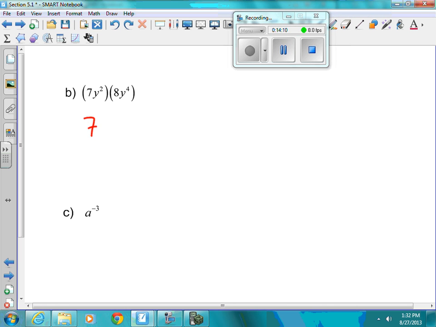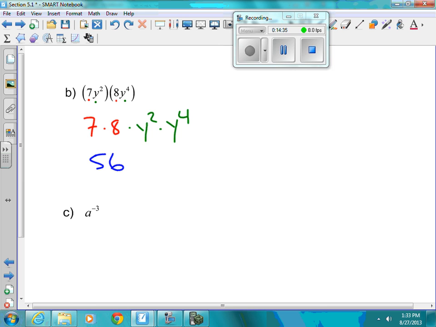So I'm going to multiply 7 and 8 together, switch the order, and I'm going to multiply y squared times y to the 4th. Why? Because when I do this, I can multiply 7 times 8. 7 times 8, you didn't need this class for that, I hope. It's 56. Y squared times y to the 4th, we do need the properties we just learned.